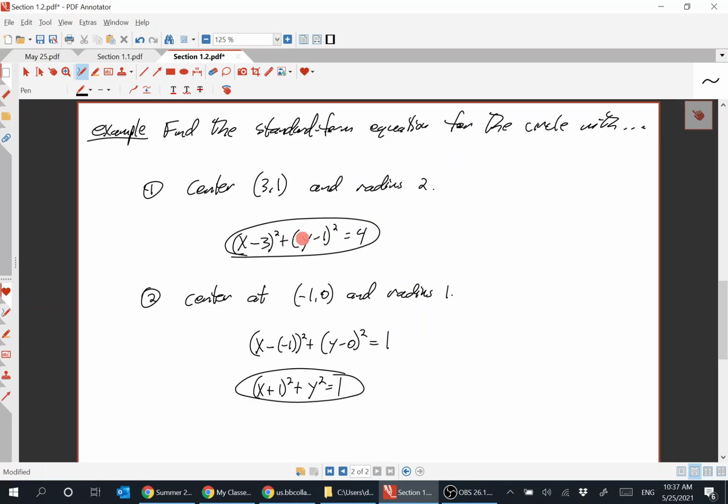Here h, k is (3, 1). Here h, k is (-1, 0). And the radius is just the square root of this number here.